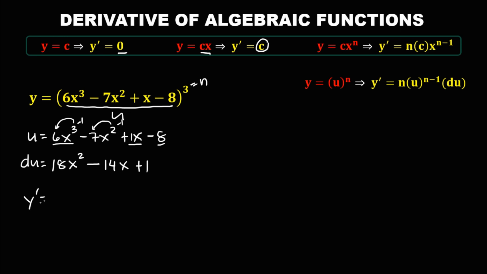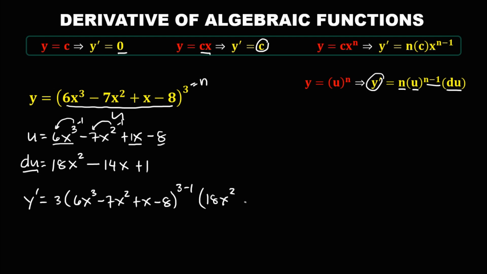Then to find now the derivative from this formula, n is 3 times u. U is 6x to the power 3 minus 7x squared plus x minus 8. Then n minus 1 or 3 minus 1, times the derivative of u. That's 18x squared minus 14x plus 1.